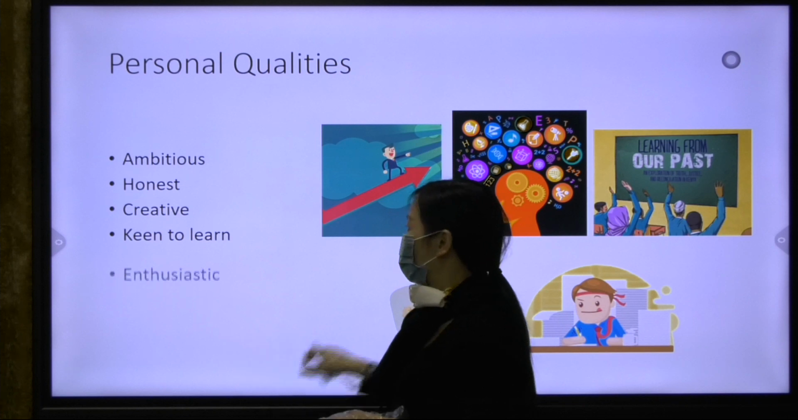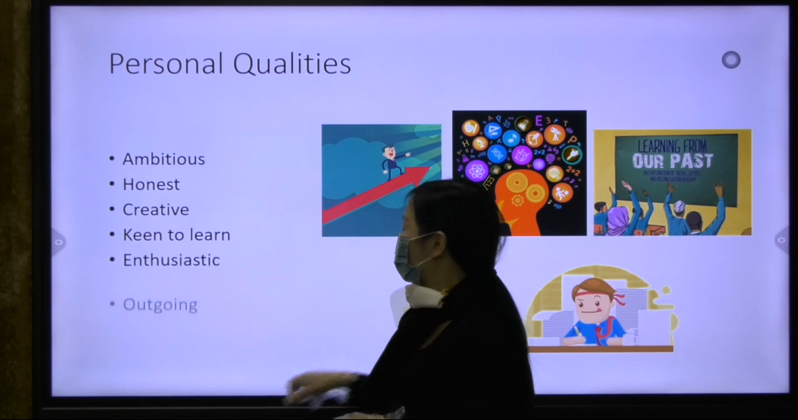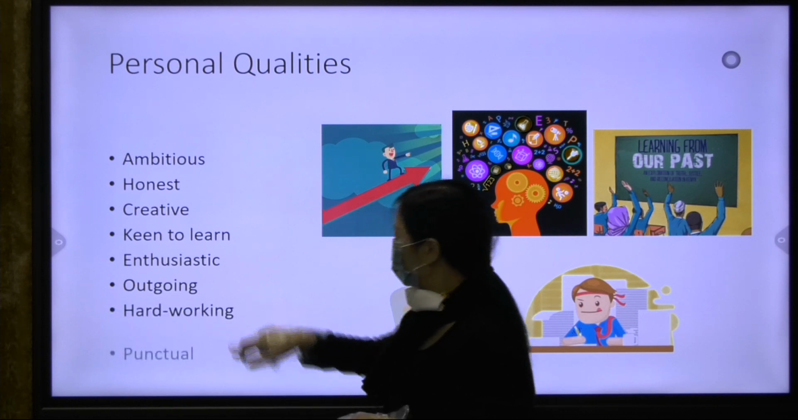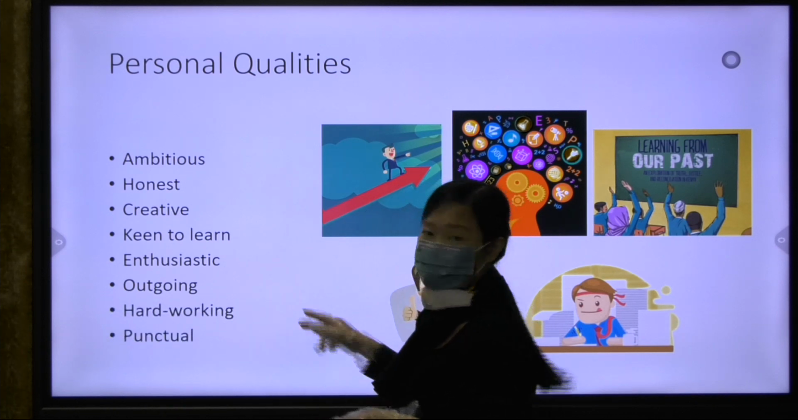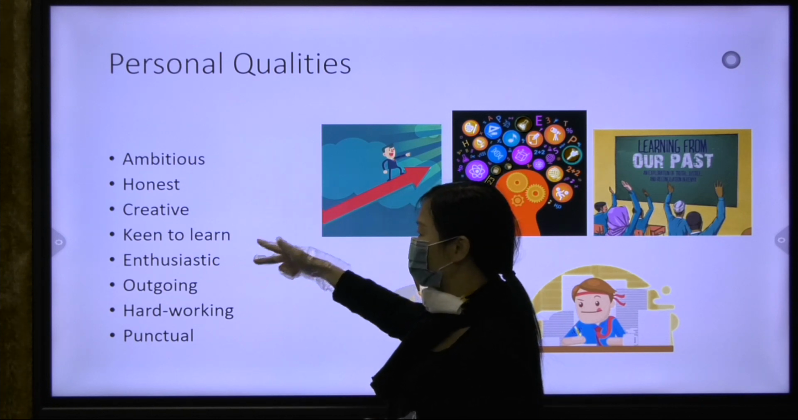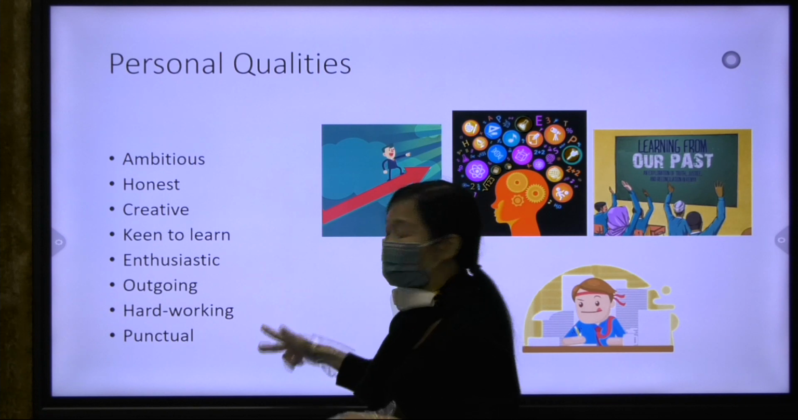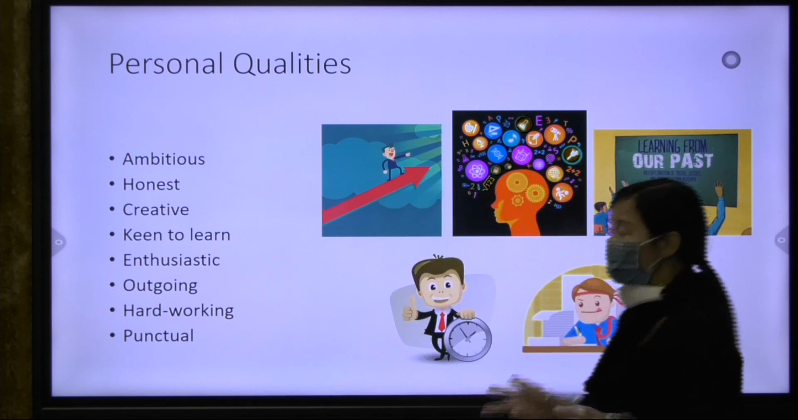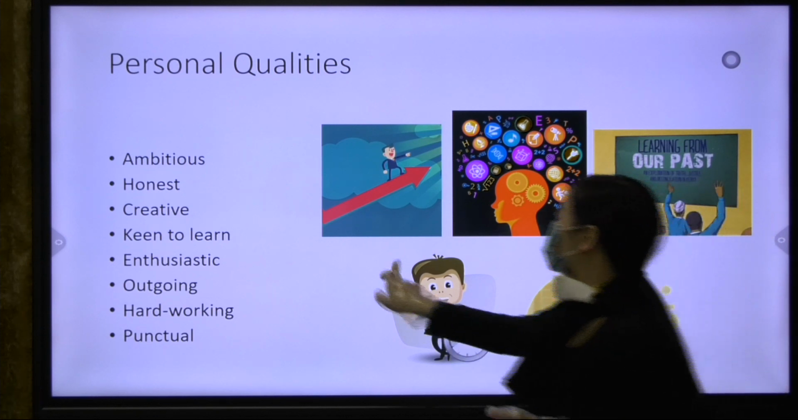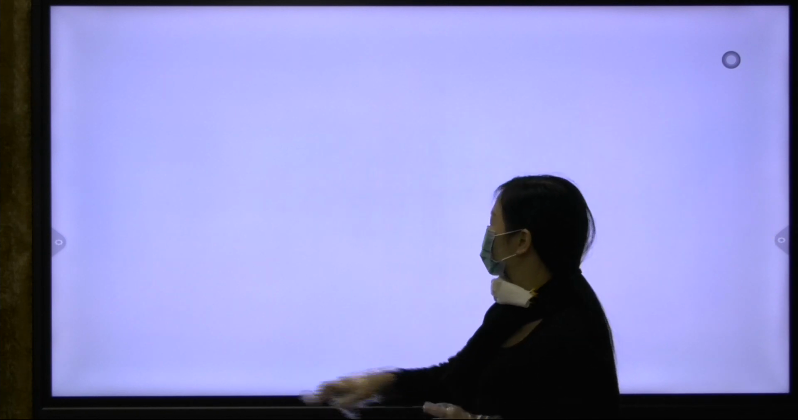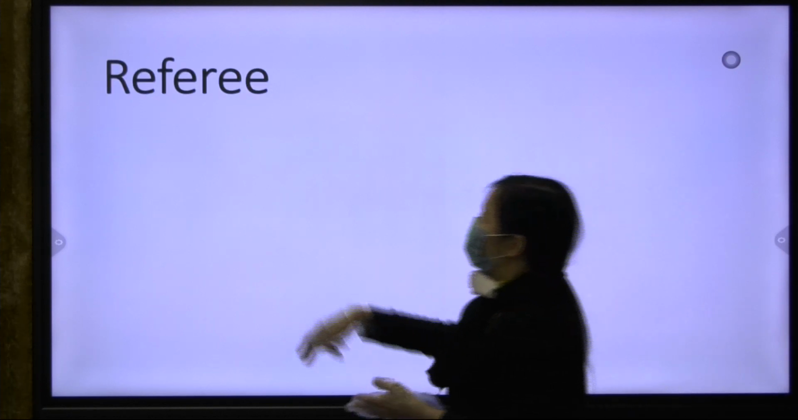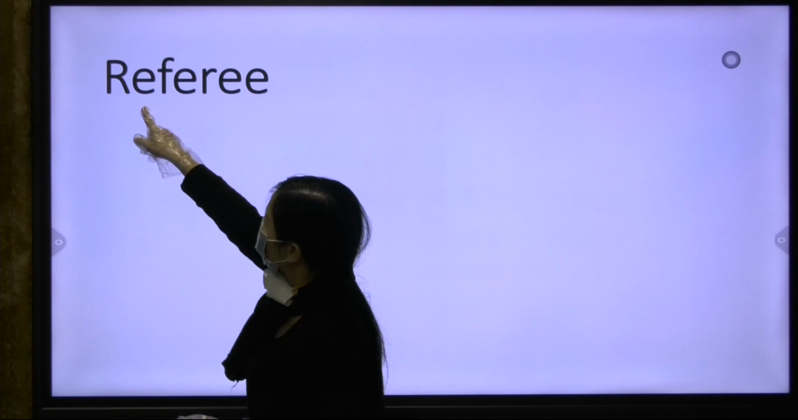And you will see there's a lot of words about personal qualities in the form, and Tommy has to actually write down 2 of them as his personal qualities. So ambitious, honest, creative, keen to learn, enthusiastic, outgoing, hardworking, and punctual. So pay attention and see which 2 he has chosen.